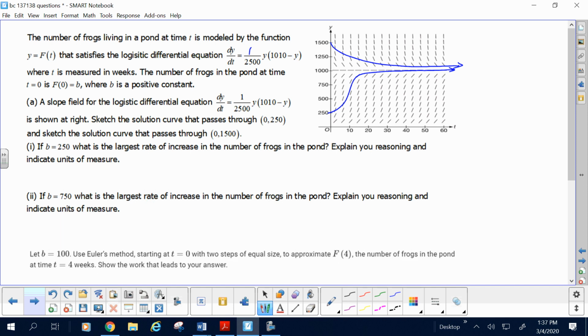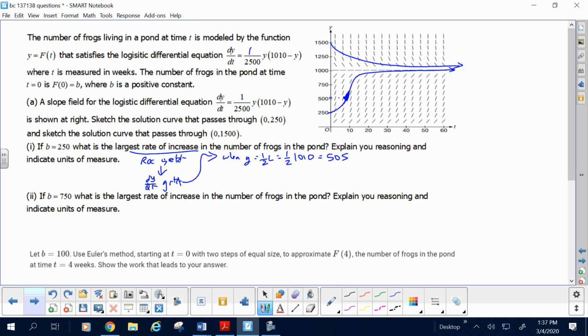All right. If B is 250, in that case, what's the largest rate of increase in the number of frogs? Largest rate of increase means when is the rate of change greatest, yeah? And doesn't that mean dy dt is greatest, yeah? And when does that happen? Just generally speaking, for logistic, that's when the population is half the carrying capacity. What is the carrying capacity here? 1010, so that is 505. So that's when y is at 505. Right here is the steepest growth rate.